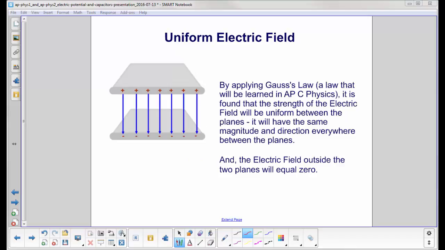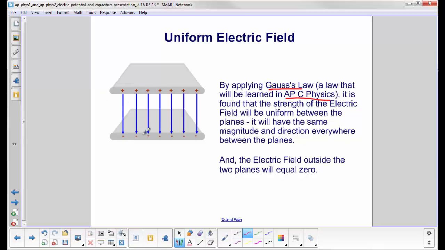We can use Gauss's law. Now, unfortunately, we won't be talking about that until AP C physics, but the result of that is that the strength of the electric field, that's the blue lines here, will be uniform between the planes. It will have the same magnitude and direction everywhere between the planes.